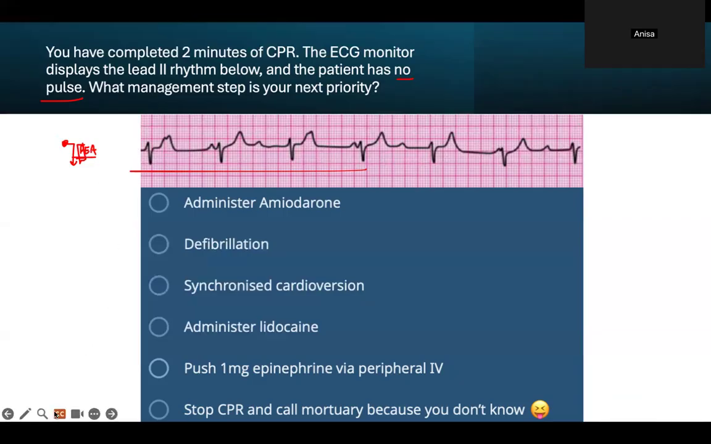And how do you do that? You have to push epi. If it's not a shockable rhythm, if it is, you just shock the patient and then push epi, right? But to fix the pulse, you have to do epi first. All of these are incorrect. This is not a shockable rhythm, so this would go. If, for example, this was VTAC, then this would be the right answer. Okay.